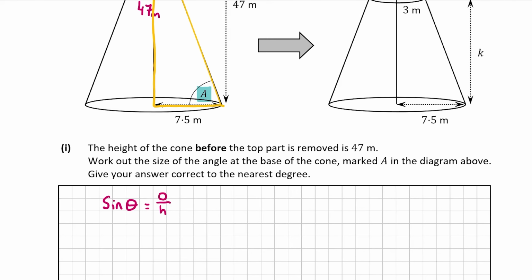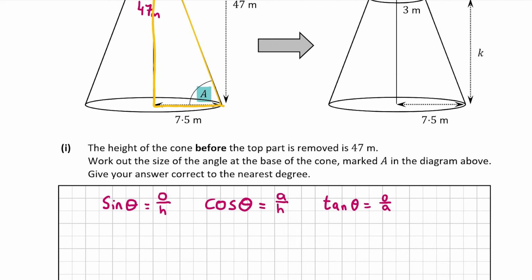You have cos of some angle, which I'm going to label cos theta, and that's equal to the adjacent side, which I'm going to call A, over the hypotenuse, H. And finally you have tan. So tan of some angle theta is equal to the opposite side, O, over the adjacent side, A.